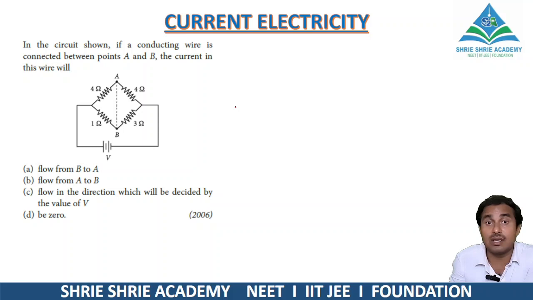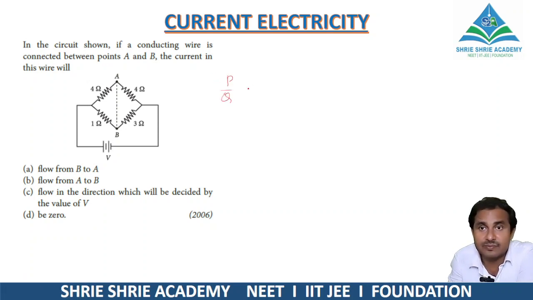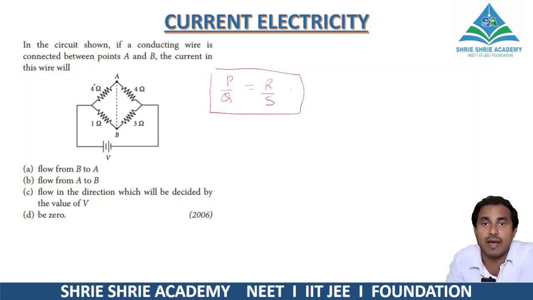In this question, first of all, you should check whether current is flowing or not. You know that if P by Q is equal to R by S, then current will not flow through AB. This is the balance condition of the Wheatstone bridge, and here it is not balanced. This is your P, this Q, this is your R, this is your S. You find P by Q, which is 1, and R by S, which is 1 by 3. P by Q is greater.